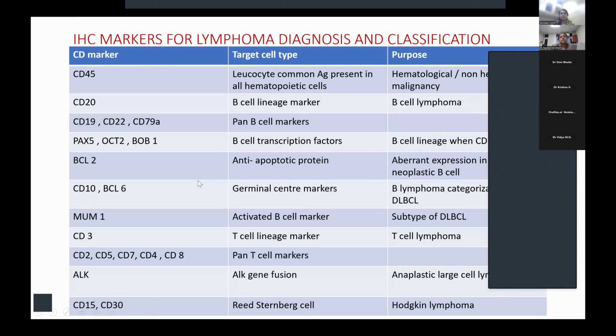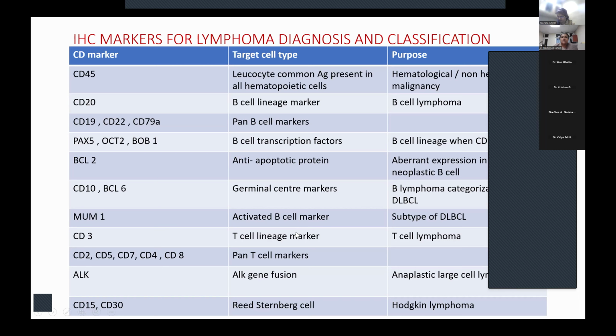Another very important IHC marker for B cell lymphoma diagnosis is BCL2. It is an anti-apoptotic protein. It is aberrantly expressed in B cells. That means it's absent in a normal or a reactive B cell, but its positivity will label the B cell as neoplastic. Next, additional markers which are used for DLBCL categorization include the germinal center markers, CD10 and BCL6, and the activated B cell marker MUM1.